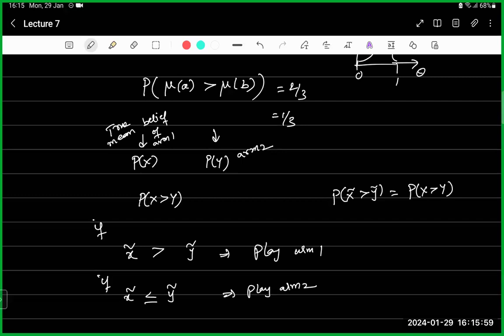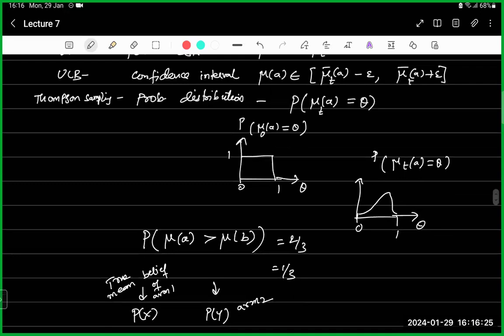Then you are playing arm one with a different probability. That will represent a sample realization of the true mean. So this is a true mean distribution. It can be anything, but because it is more concentrated around the true mean, if you take a random sample, the probability that it will come on the extremes will be less. The probability that it will come around the true mean will be more.